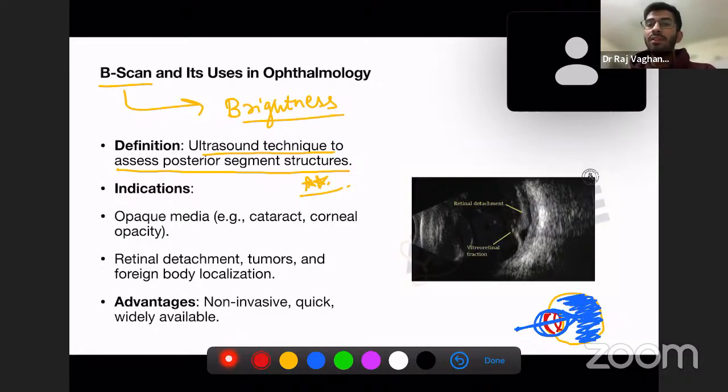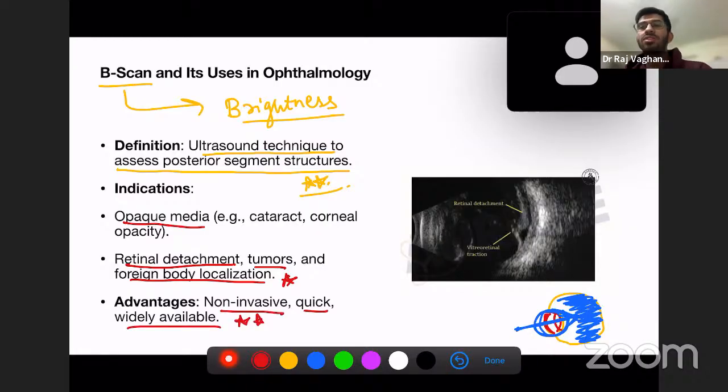Or if you have retinal detachment, tumors, or foreign body localization, then this B scan is the preferred mode of investigation. The advantages are that it is non-invasive, quick, and widely available. Obviously, it is non-invasive because it is ultrasonography. It is very quick and is widely available.